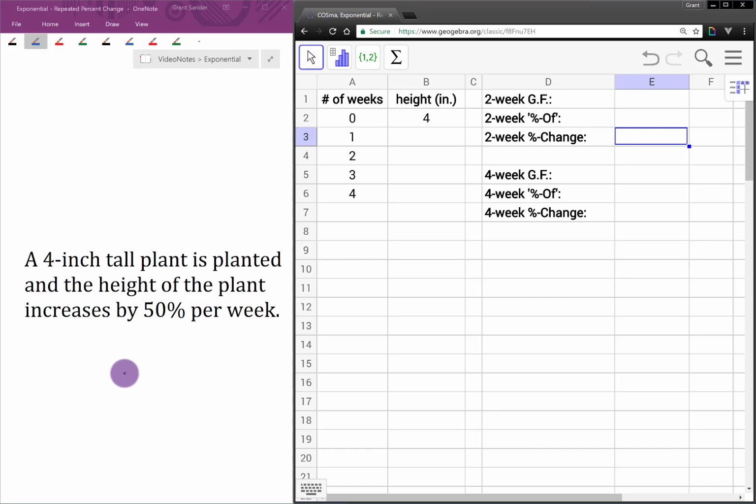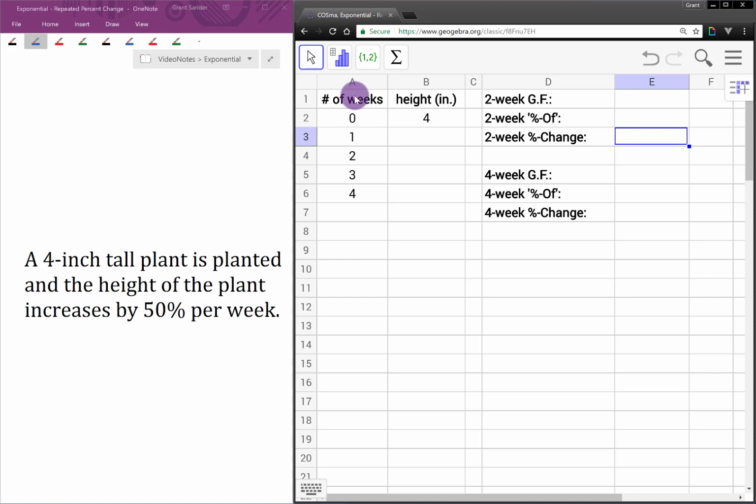In this video, we will look at an example of repeated percent change. So suppose a 4-inch tall plant is planted in a garden and the height of the plant increases by 50% per week. We'll use a spreadsheet to help us think about the situation and have it do some of the computations for us.